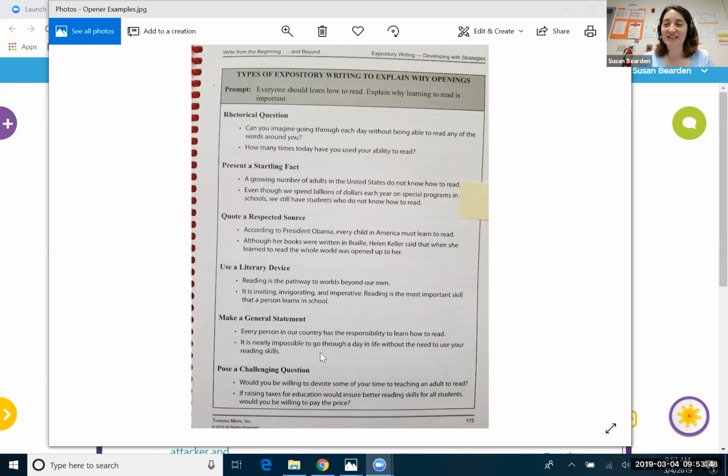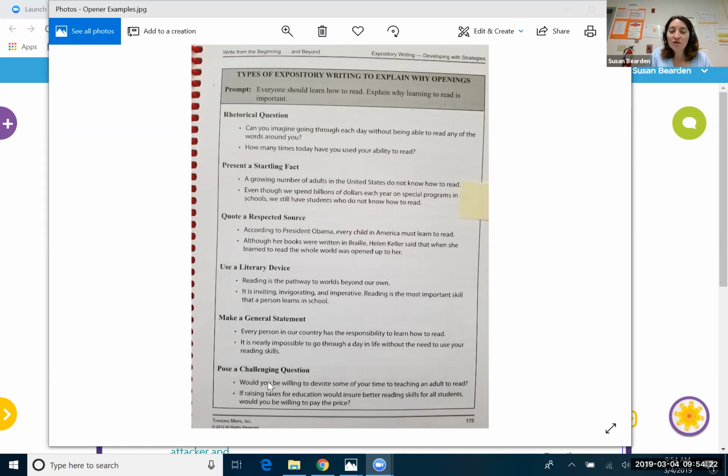Our final strategy is pose a challenging question. I like this particular strategy because I've used questions to start my writing in the past, but I want to make sure that the questions I'm using are actually interesting and thought-provoking, not 'have you ever read something?' That would be kind of boring. We all know the answer to that. So let's take a look at what an interesting, challenging question might be. We've got two examples here. So let's look at the first one.